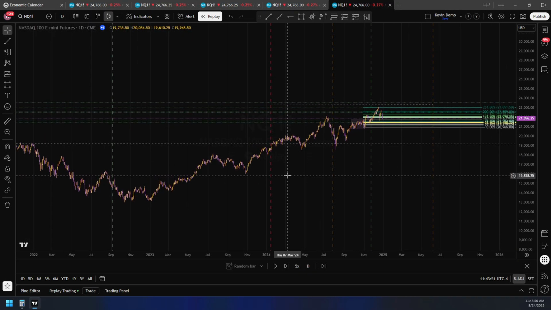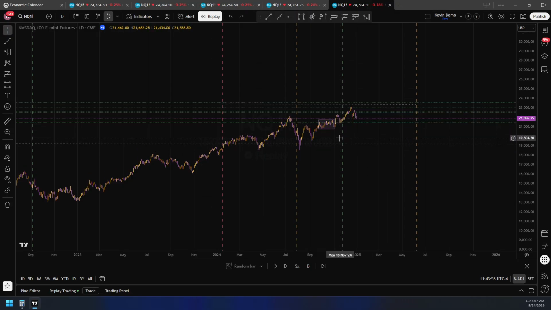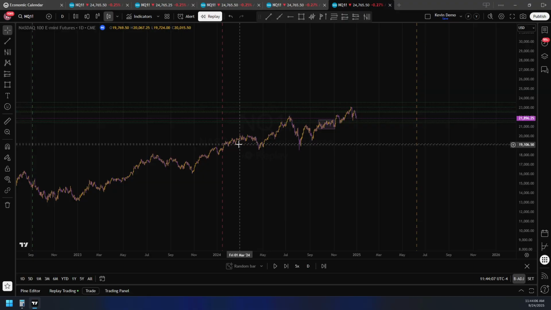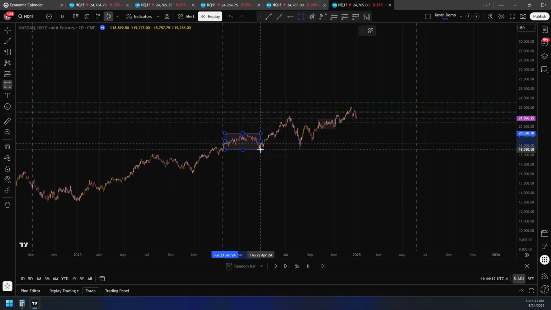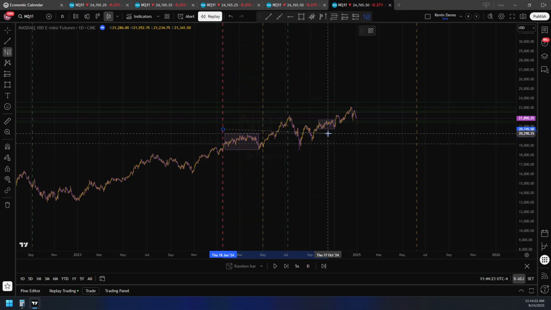Each one of these is also its own cycle. I'm going to make these into smaller cycles because these are really big to work with. So let's see. Right here, this looks like an accumulation. If we do this in reverse, yeah: accumulation, manipulation, distribution.